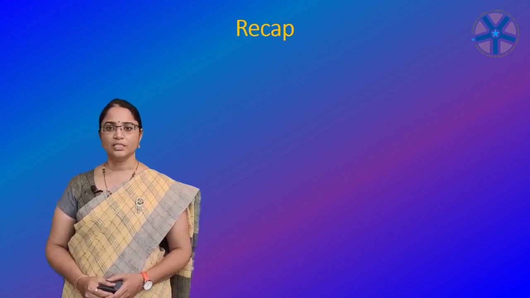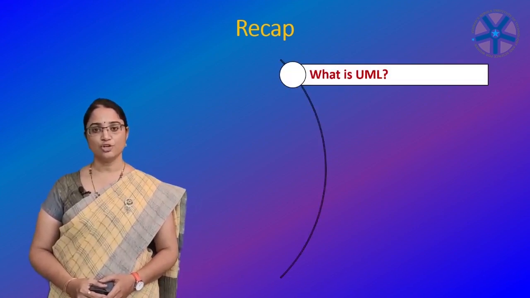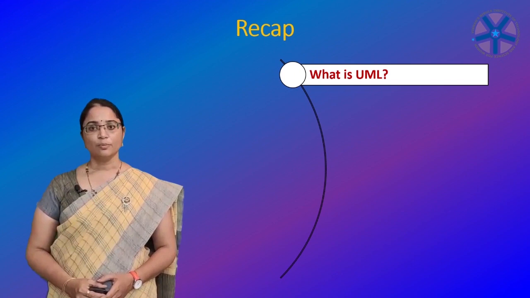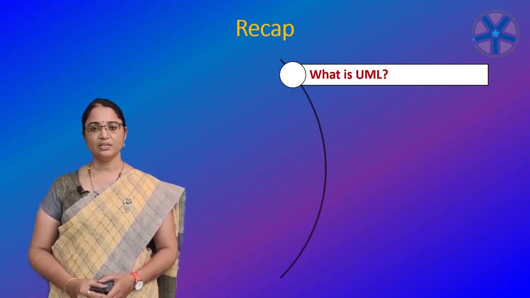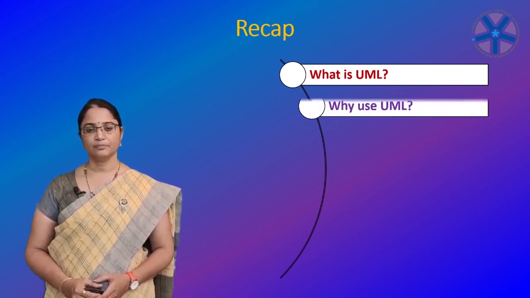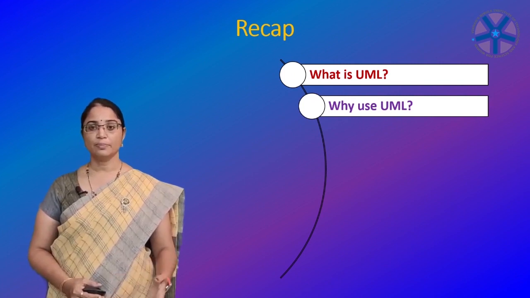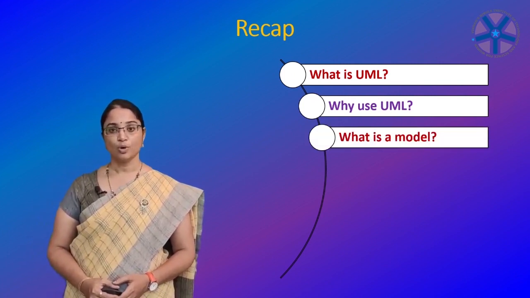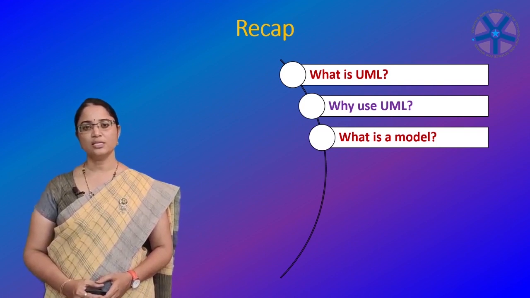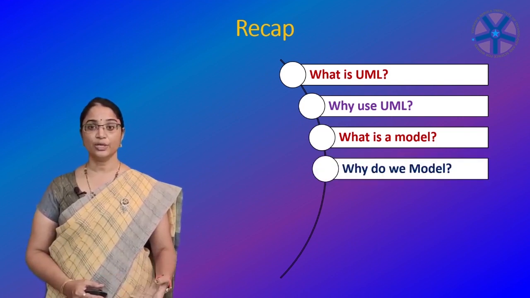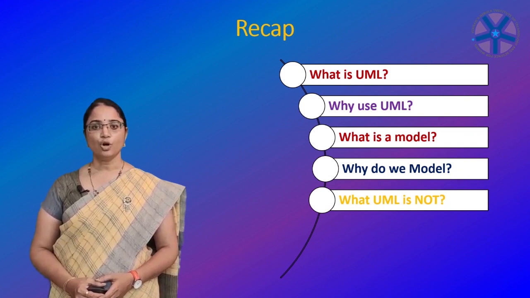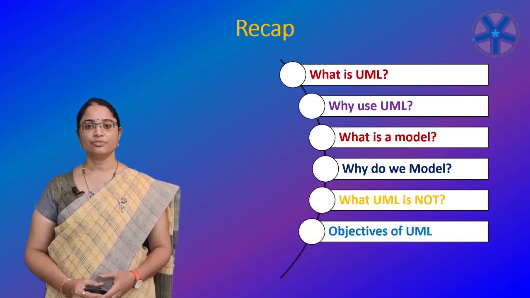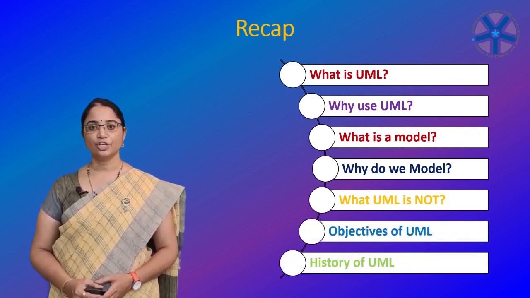We have covered all the topics of Unit 3, and let's have a quick recap of what we have seen in this unit. In this unit, we have discussed what is UML. The UML is a language for visualizing, specifying, constructing, and documenting. Why use UML? What is the main purpose of using UML? What is a model? A model is a simplification of reality. Why do we model? And what UML is not? Objectives of the UML, history of the UML.